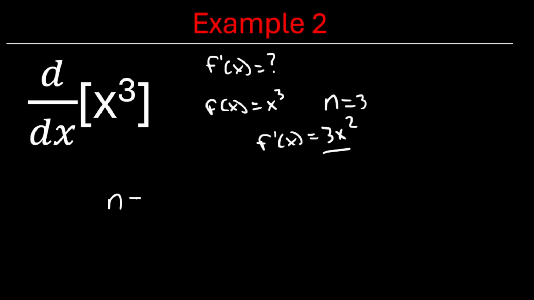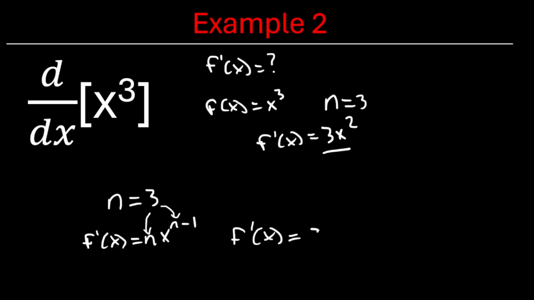If you want to plug into the equation, you get n equals 3, f prime of x equals n x to the n minus 1. Plug in 3 here, plug in 3 there, and we get f prime of x equals 3x to the 3 minus 1, or 3x squared.